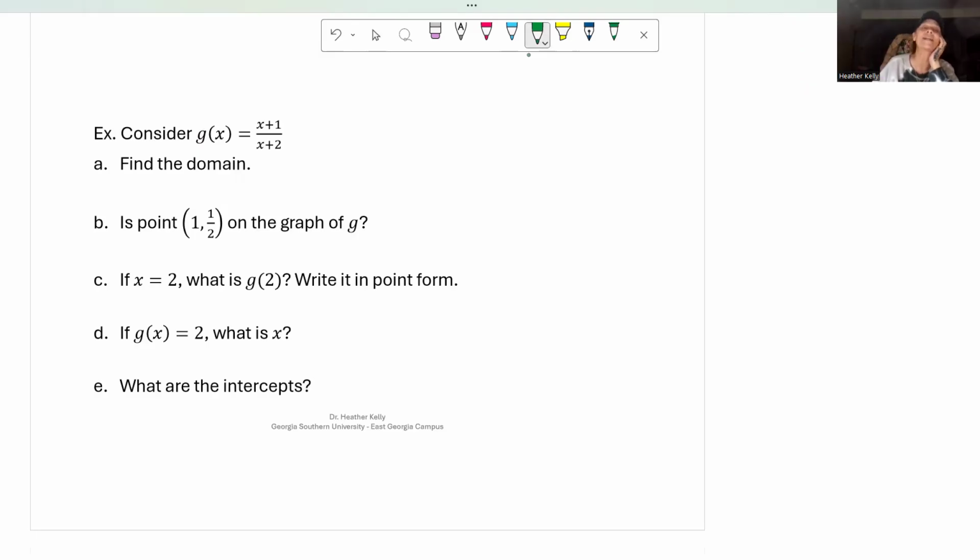Okay, let's consider this and answer a bunch of questions. Okay, so consider this rational function. This is actually a rational function just for the words here.